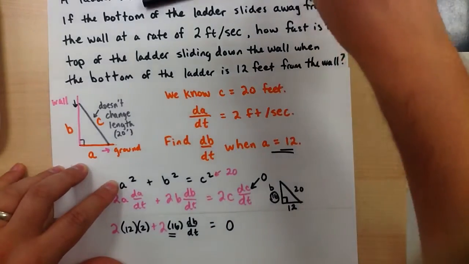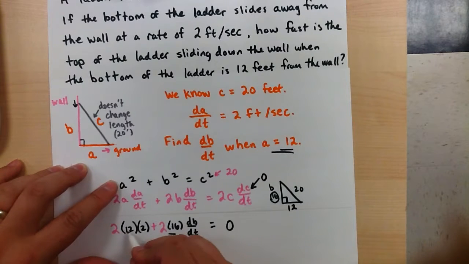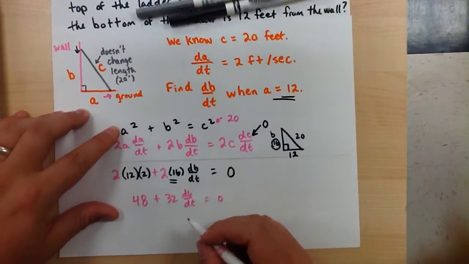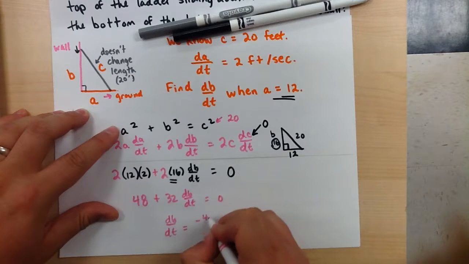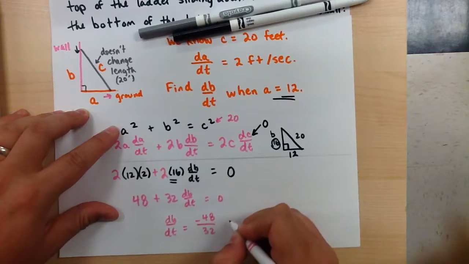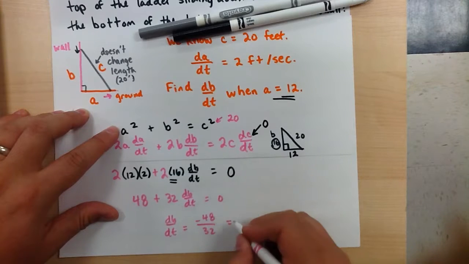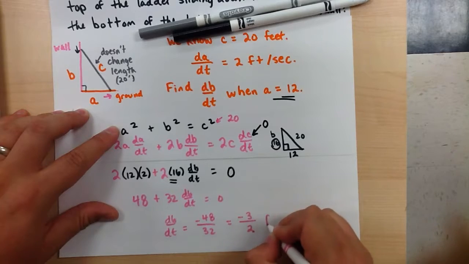Now we just need to solve. So this turns into 2 times 12 is 24, times 2 is 48, plus 32 dB over dt equals 0. When we subtract and then divide, dB over dt is negative 48 over 32. Let me see what they have in common. They have an 8 in common. Anything else? Oh, they have 16 in common, so that turns into negative 3 halves feet per second.